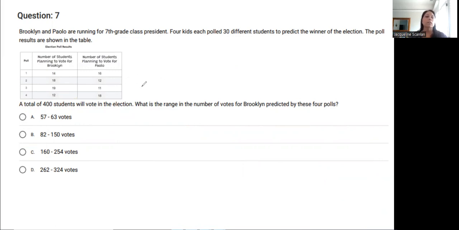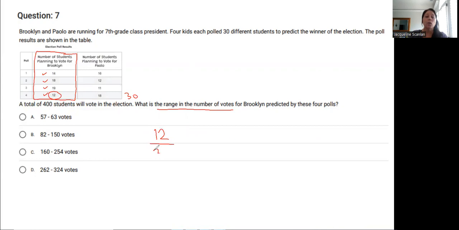All right, so the other way that I could look at this is to say, I'm trying to find a range of numbers for the number of votes that Brooklyn could get. So I really want to focus on this column of the chart. I want to see which one of these numbers is the lowest number of votes that they predicted Brooklyn to get. Well, the smallest number here is 12, and that was out of 30 total votes. So instead of taking all 120 of the votes together, I could have just picked the smallest number of votes that Brooklyn got out of 30, and that was 12.